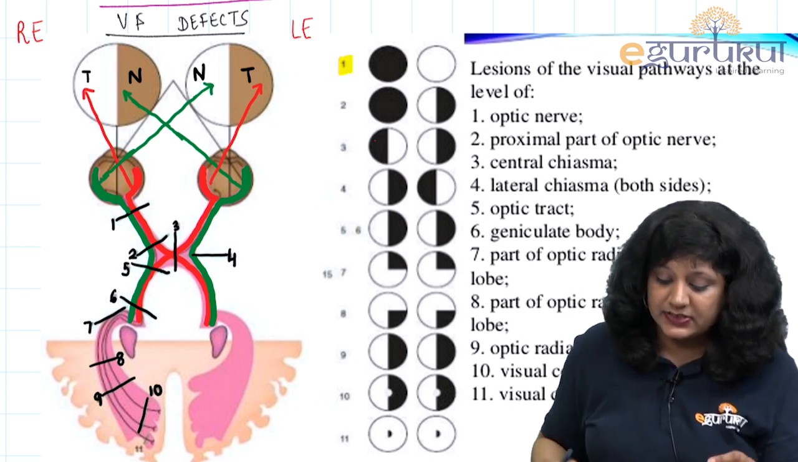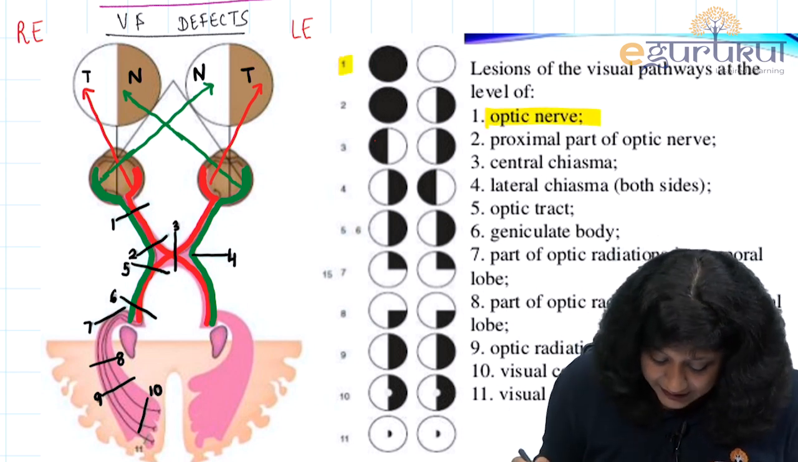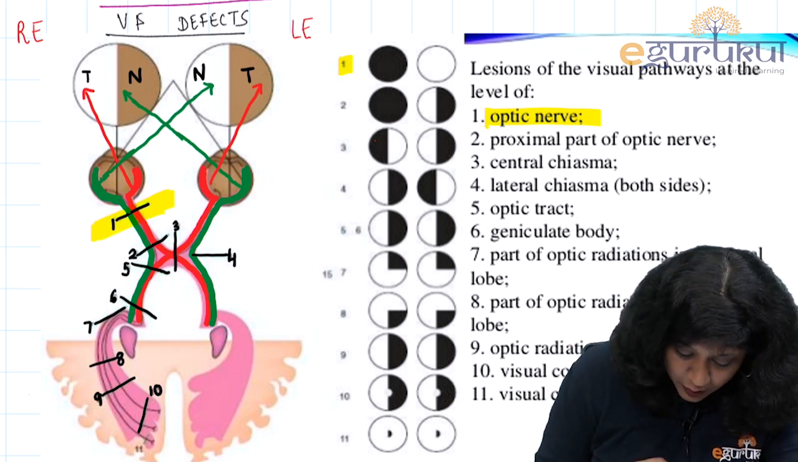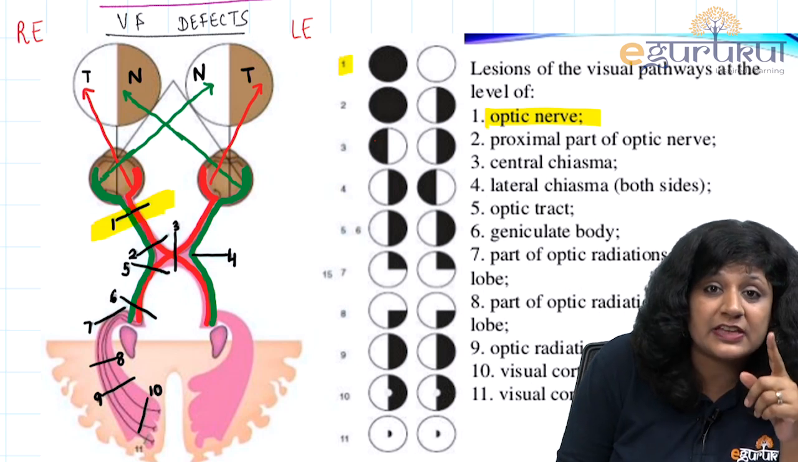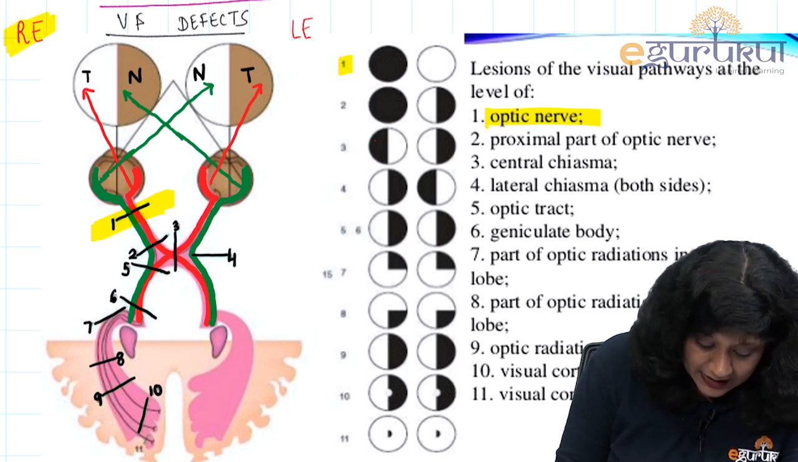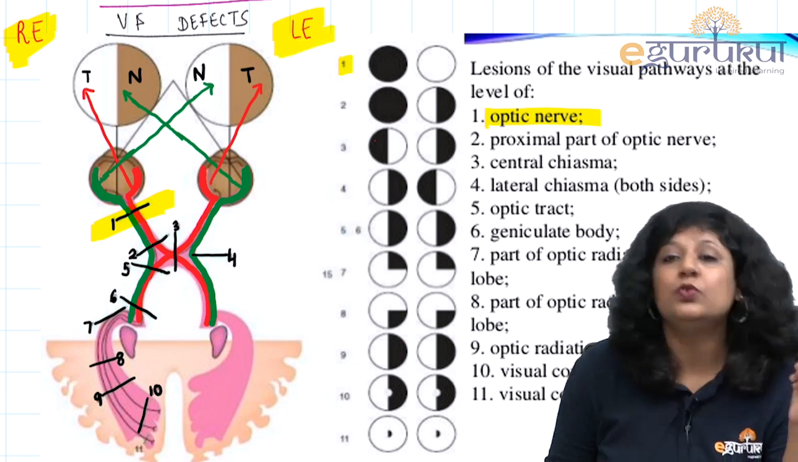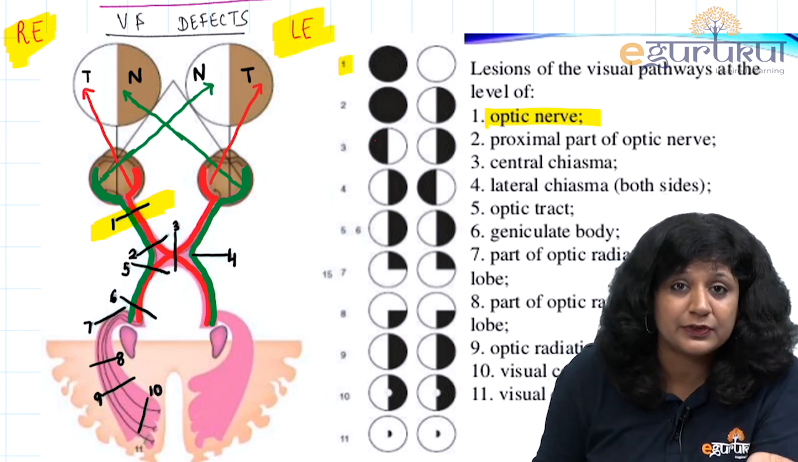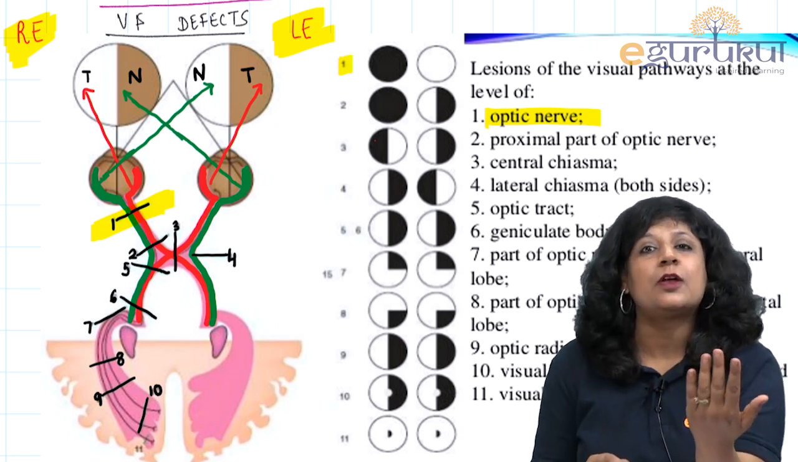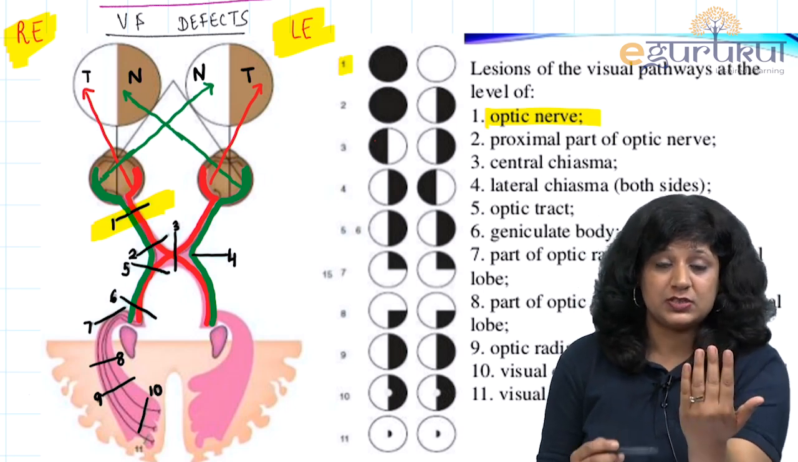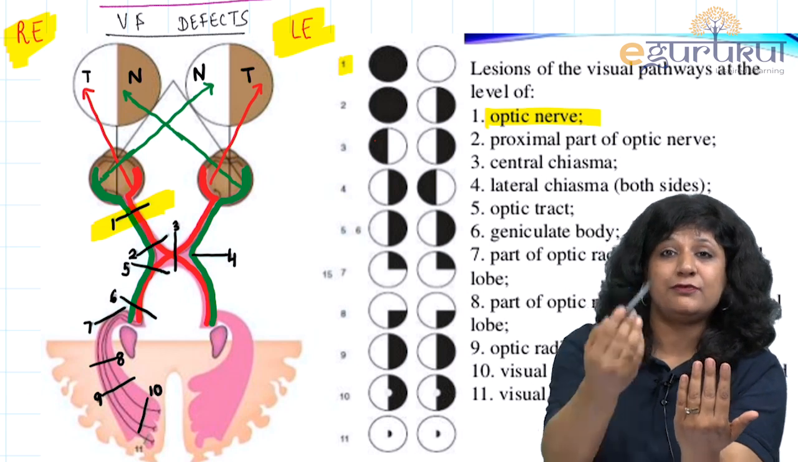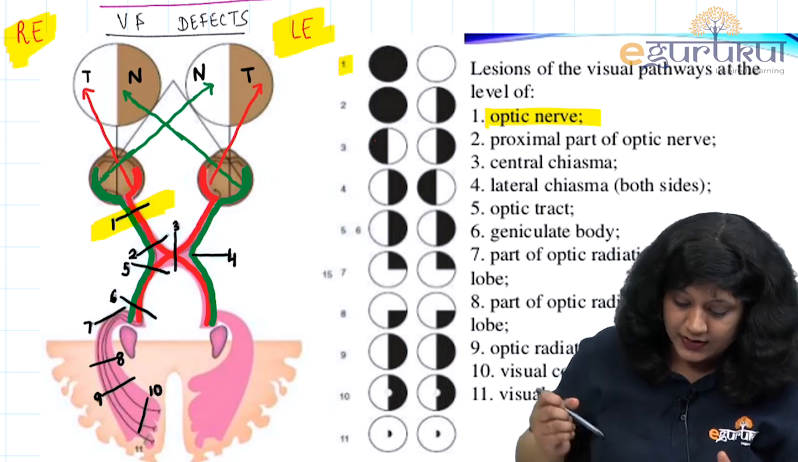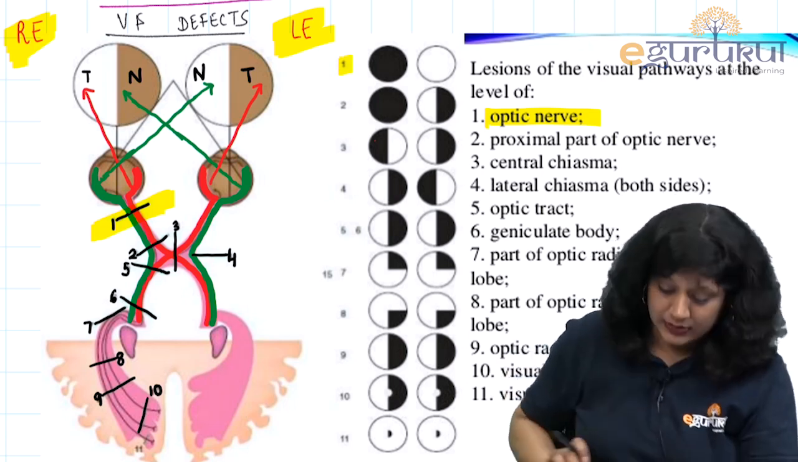The first is at the level of the optic nerve. So see here, when the defect is lying at the level of the optic nerve, always see which eye is the right eye and which eye is the left eye. You can take it the other way around also, whichever side you are comfortable, but I take it this way because when you look at the patient, you are sitting face to face, so the patient's right eye will not lie on your right side. That is the logic behind it.